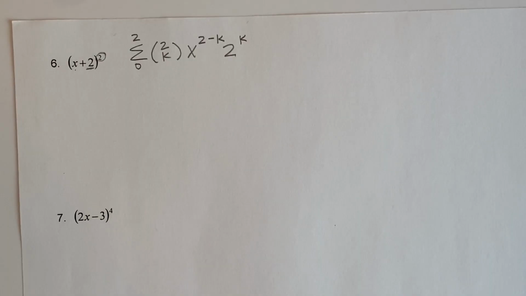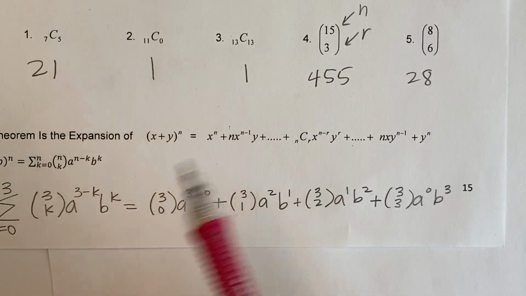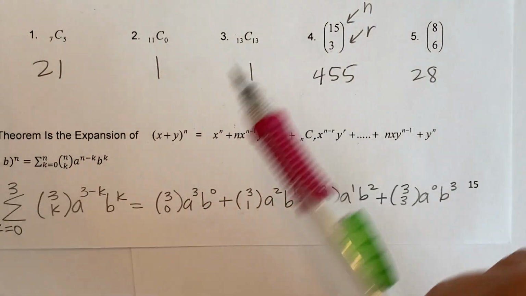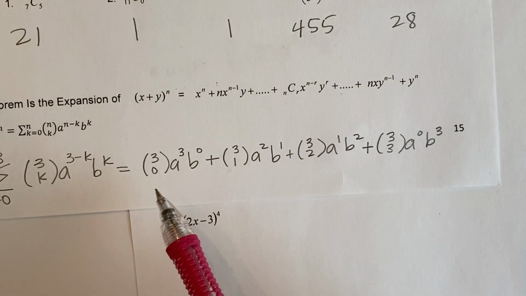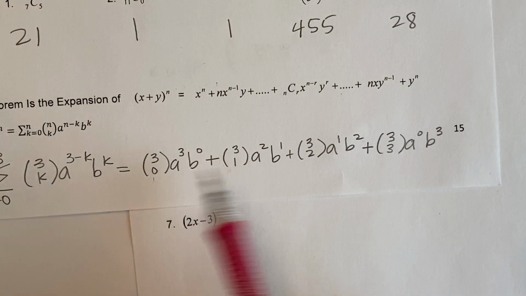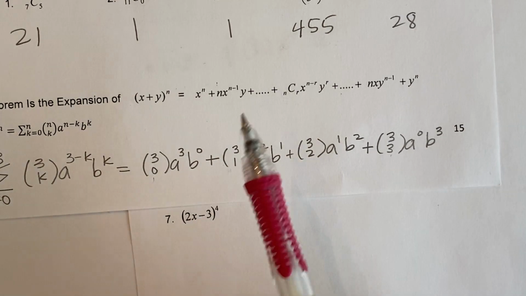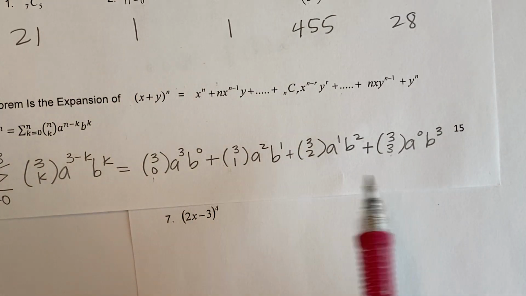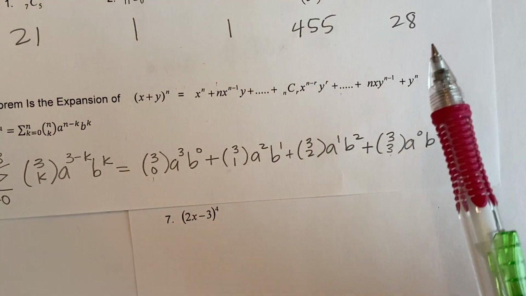Oh, sorry, let me go back. There's something I wanted you to note, a pattern I wanted you to notice before we continue. If you notice these combinations, the top number is always going to be whatever your exponent was. So our exponent was 3, so this top number is always 3. The bottom number always increases from 0 all the way to whatever that top number is, okay? So 3, 0, 3, 1, 3, 2, 3, 3. If it's 4, go 4, 0, 4, 1, 4, 2, 4, 3, 4, 4, okay?